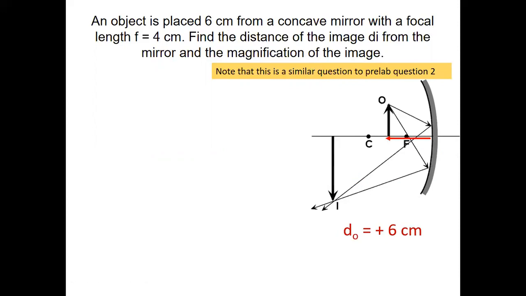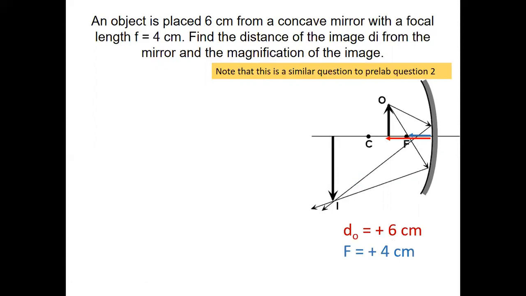Did I pronounce it incorrectly? The distance from the mirror to the object is d naught, because this is the object. So you're measuring the distance from the mirror to the object. D naught is 6 centimeters, right? That's what's given here. Then that's the focal point. The focal length is measured from the mirror to the focal point, so that value is also given as 4 centimeters. It is a positive 4 centimeters.